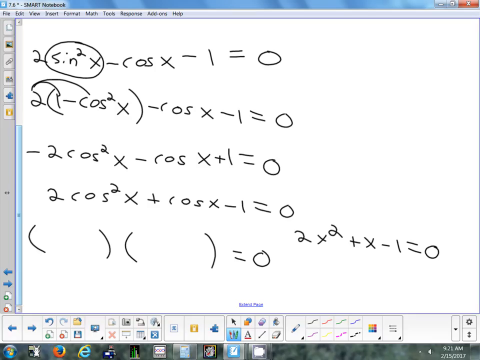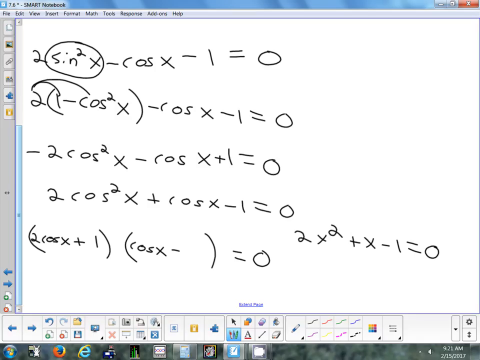Okay, let's see. What would be my first term in the first parenthesis? Yep, 2 cosine. And my first term in the second parenthesis would have to be cosine. And now I have a positive middle and a negative constant. So what would I need there? Yep, you need one of each. It does matter which one goes where. If we don't have it right, we'll fix it. And 2 numbers that multiply to give me 1.